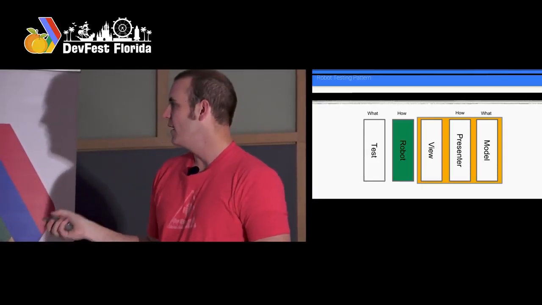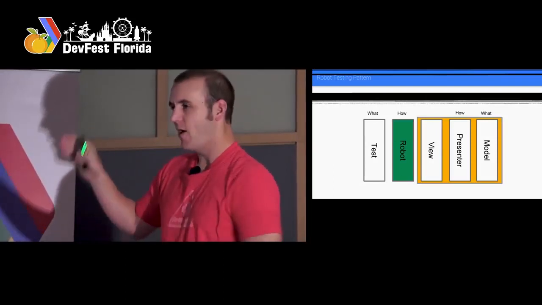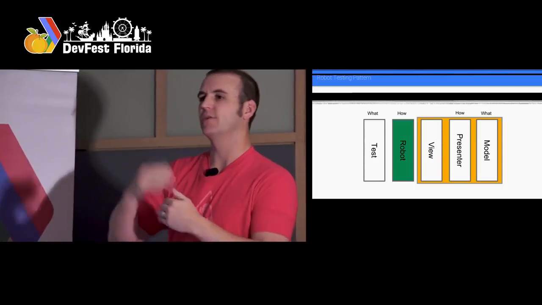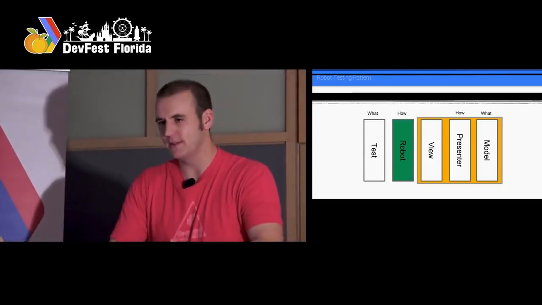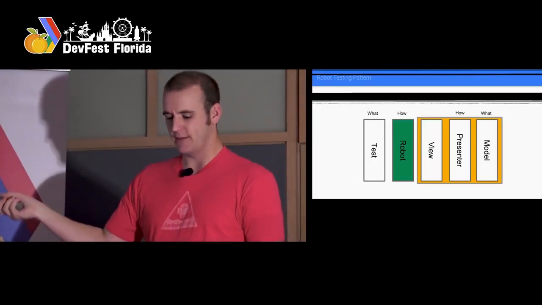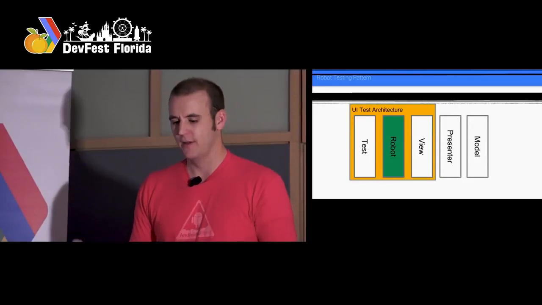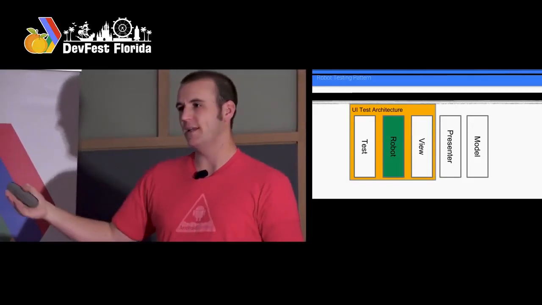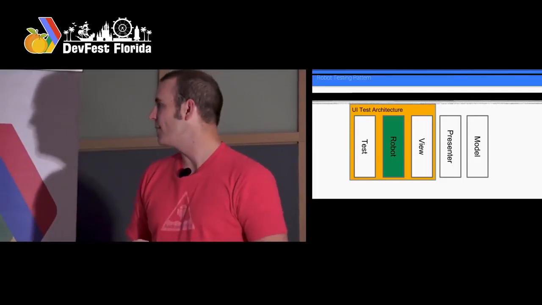What we want to do then is separate that out, and add a robot in there, which will show how things are done, and the test just tells the robot what to do. So the test itself is saying what I want to do, and how it's actually done is via the robot. So now we have a UI test architecture. The view is the only thing we can see from a testing perspective. Like we can't see your model and presenter because that's inside of your app.